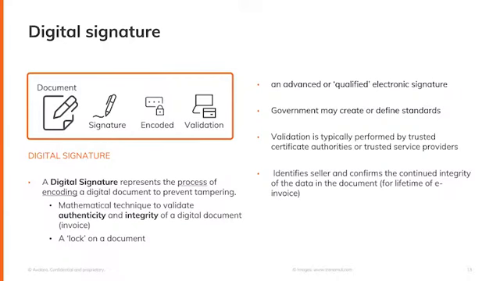I quickly wanted to explain what a digital signature is. A digital signature is a process of encoding a digital document to prevent tampering. And within it, e-invoicing is used by governments and tax authorities to ensure the authenticity of the sender, the business that's raising and issuing that tax invoice in an e-format. But it's also to ensure the integrity of the data, to evidence that it hasn't been tampered with, it hasn't changed over the entire life cycle of that invoice.